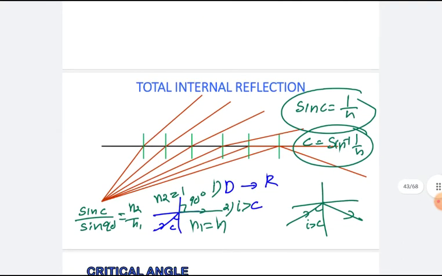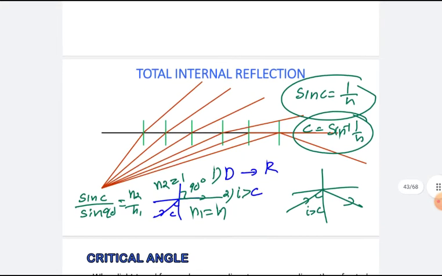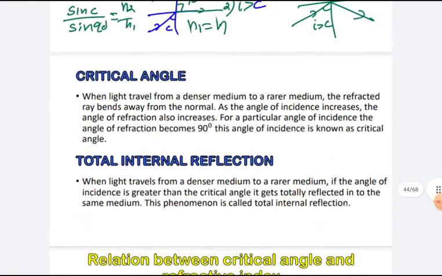This is the total internal reflection. When light travels from the denser medium to rarer medium, the refracted ray bends away from the normal. As the angle of incidence increases, the angle of refraction also increases. For a particular angle of incidence, the angle of refraction becomes 90 degrees. This angle of incidence is known as critical angle.